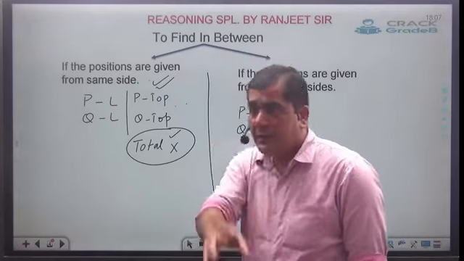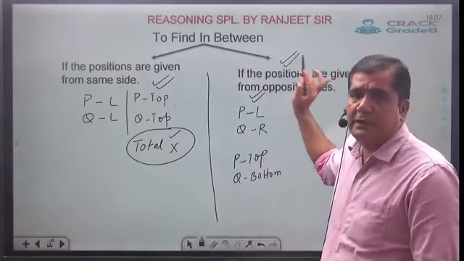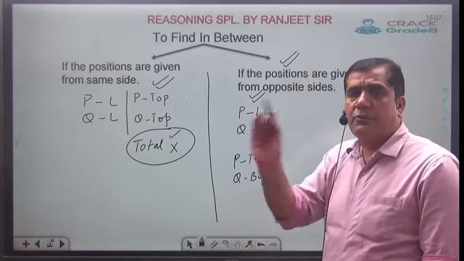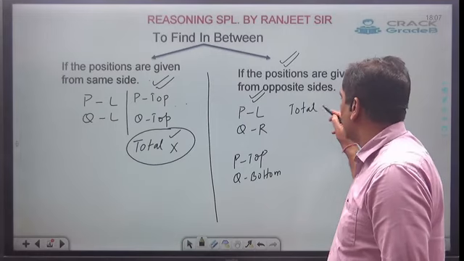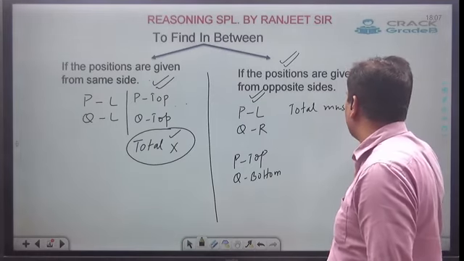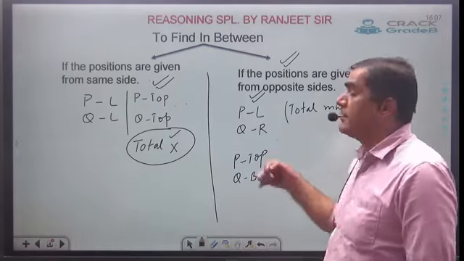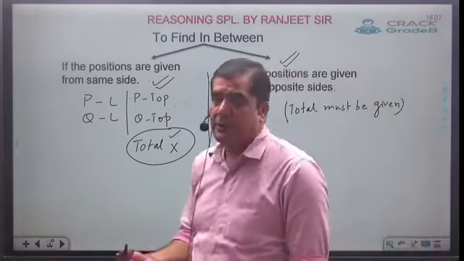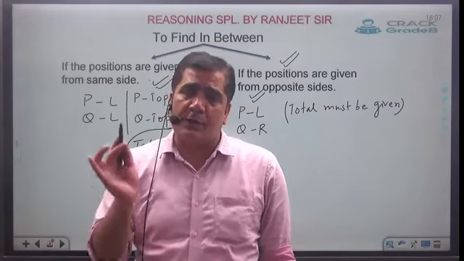But if the positions are given from the opposite side, and this is going to be asked in your banking examinations, in that case total must be given. If total is not given, then we are not able to find whether case 1 is possible or case 2 is possible. What is case 1, what is case 2? I think this part is absolutely clear to each one of you.